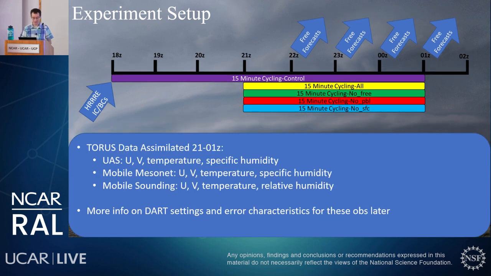For the TORUS data, I started assimilating that at 21Z for the various TORUS DA experiments. And for the UAS, I'm assimilating U and V wind, temperature and specific humidity. Same things for the mobile MESONET data. And for the mobile sounding data, it's the same, except I use relative humidity instead of specific humidity. There's more info on those DART settings and error characteristics for these obs later. And from this cycling DA system, I launched free forecasts at 22 UTC, 23 UTC, 0Z, and 1Z.